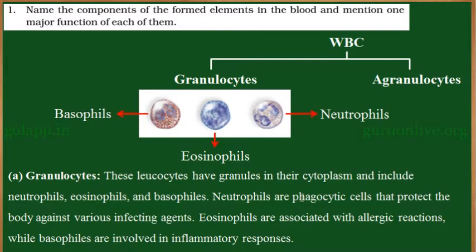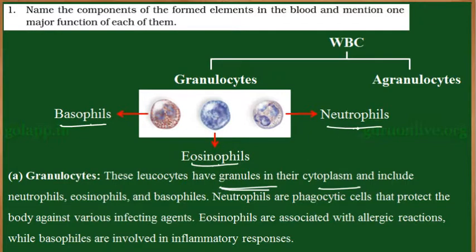Now let's learn what the functions of granulocytes are. So granulocytes means they have granules in the cytoplasm. So 3 different types of cells are present in granulocytes: basophil, eosinophil and neutrophil. So these granules are present in the cytoplasm. In all the 3 granulocytes, that is basophil, eosinophil, neutrophil, granules are present.